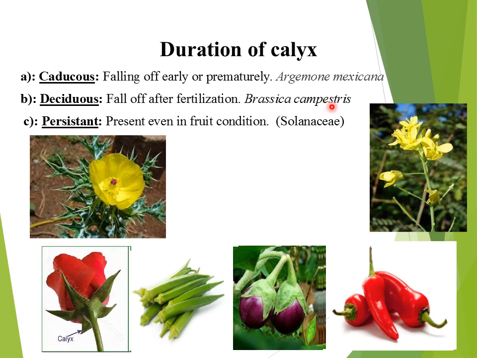Family Solanaceae. The key character of family Solanaceae is the presence of persistent calyx. Now here, chilies contain this green calyx. This is eggplant, brinjal. It contains green calyx. Ladyfinger contains at the top green calyx. Rosa indica contains this persistent calyx.